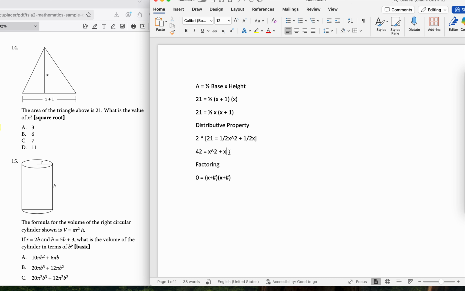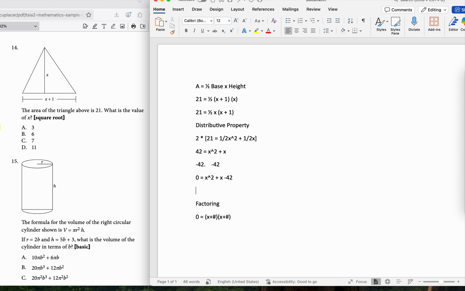So let's start over here. We want to set this whole thing equal to 0 so that we can get this format. We want to subtract 42 from both sides. And so 0 equals x squared plus x minus 42. And we want to factor this, right?